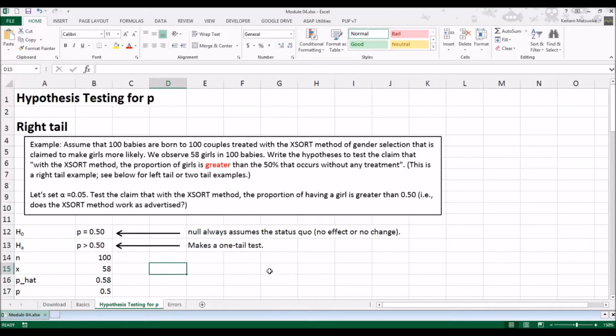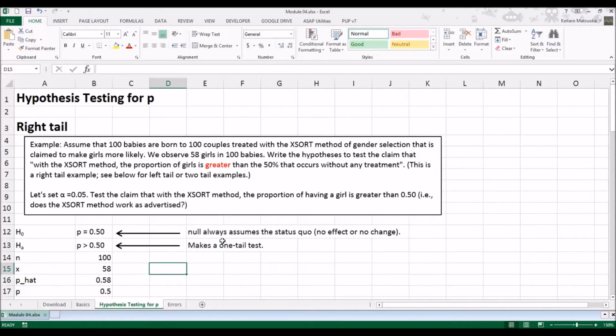Assume that 100 babies are born to 100 couples using the XSORT method. With the XSORT method, the gender selection is such that girls are more likely. Looking at the sample, we observe 48 girls in 100 babies. Write the hypothesis to test the claim that with the XSORT method, the proportion of girls is greater than the 50% that occurs without any treatment.